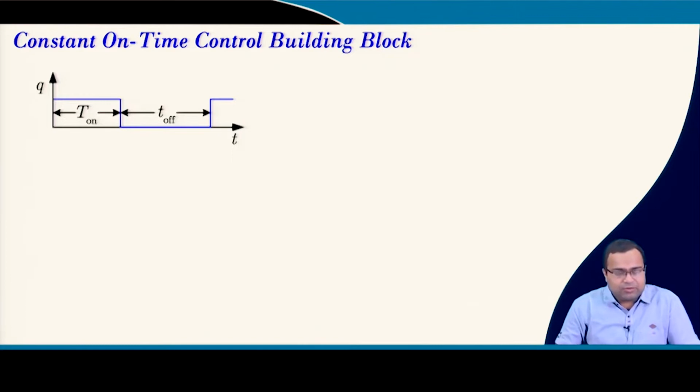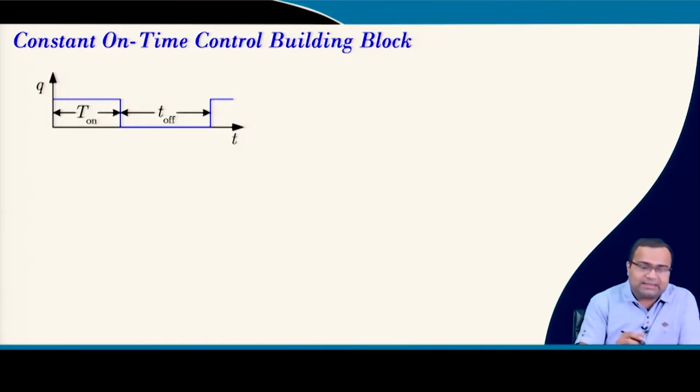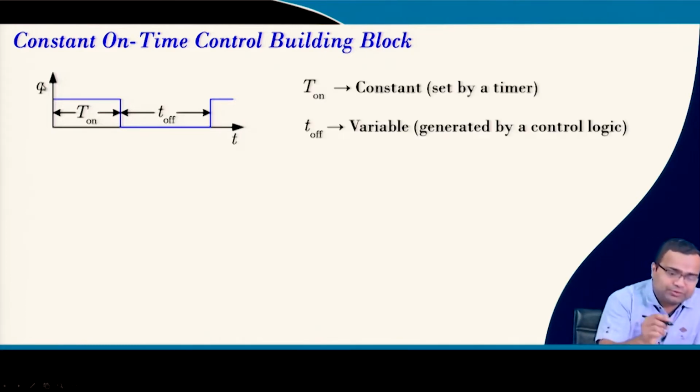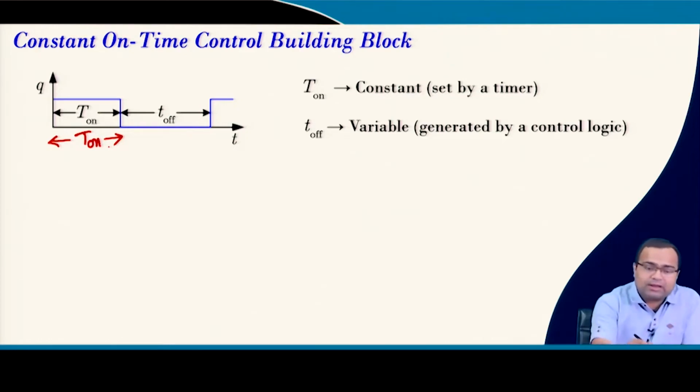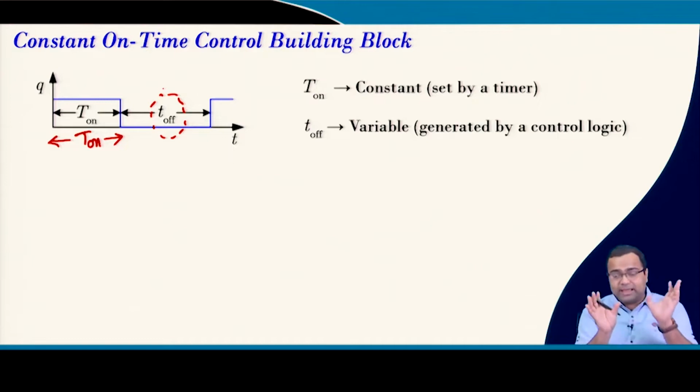First, constant on-time. If we take the gate signal, this is the gate signal Q. In this gate signal, instead of duty ratio, we will take this on time. This is my on time, and this on time is constant, and the smaller time indicates the off time, which will be adjusted from the feedback loop.